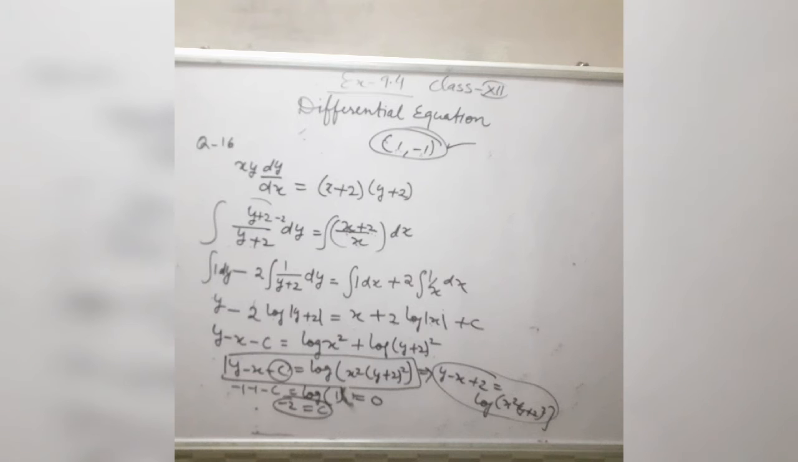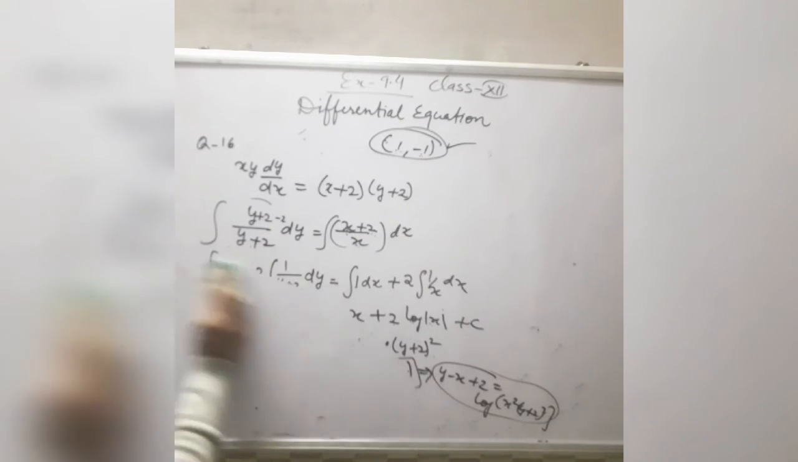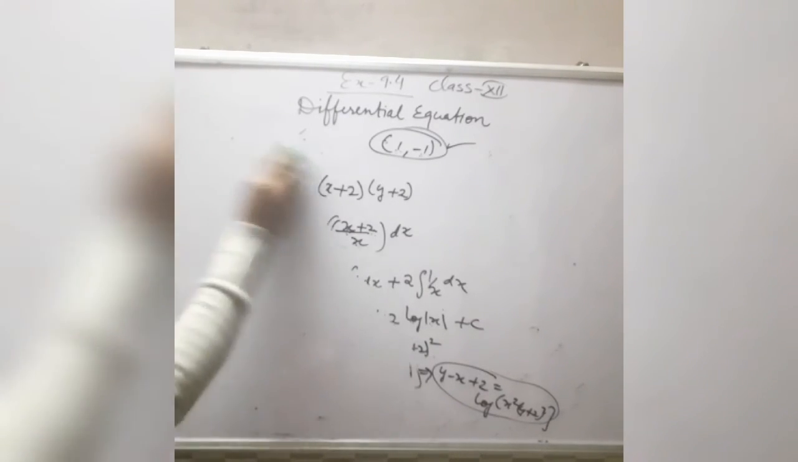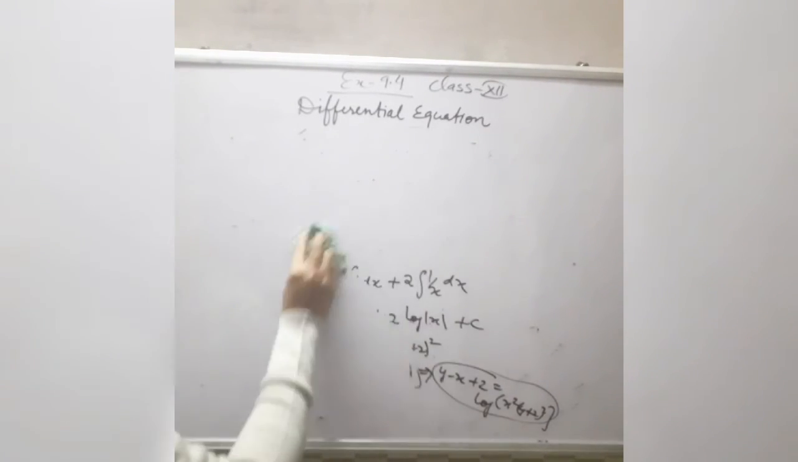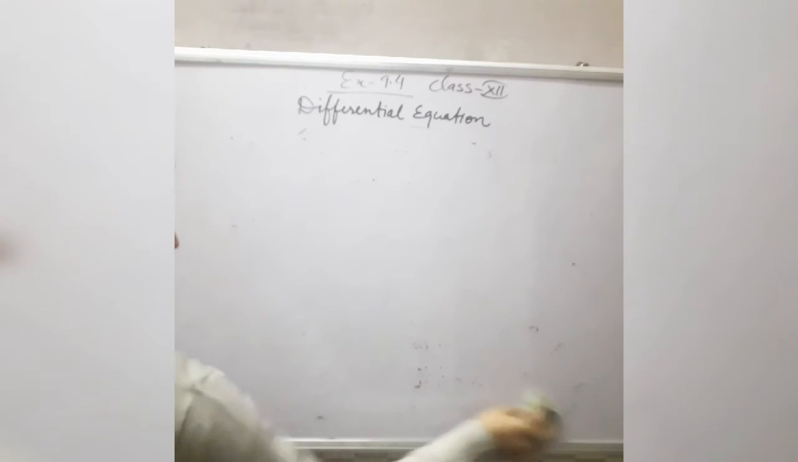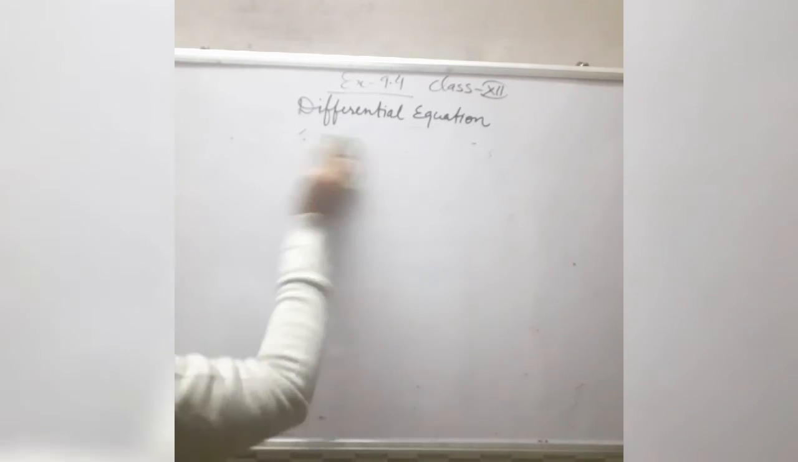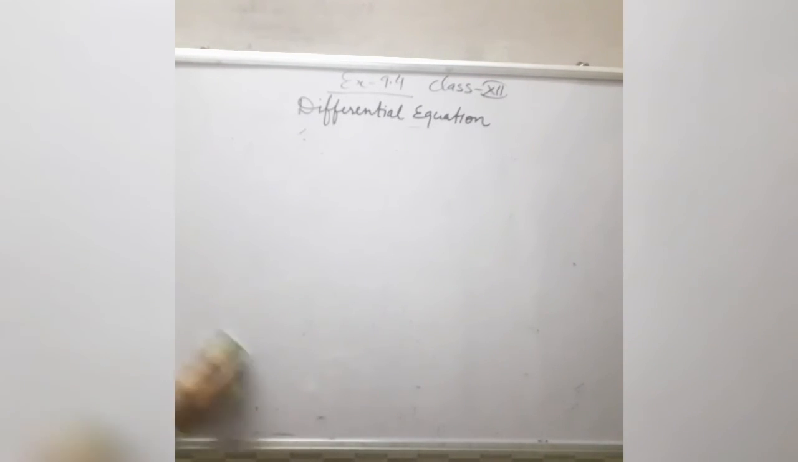So from question number 11, in all the sums we have to find particular solutions. For a particular solution you just find the value of the constant term c. The general solution you will always get in terms of c. The particular solution will give some particular value of the constant term c.